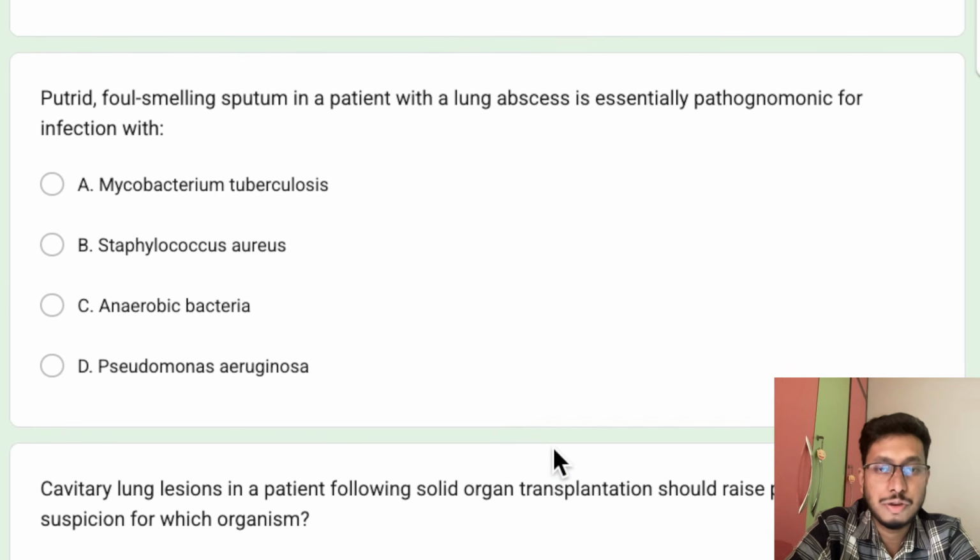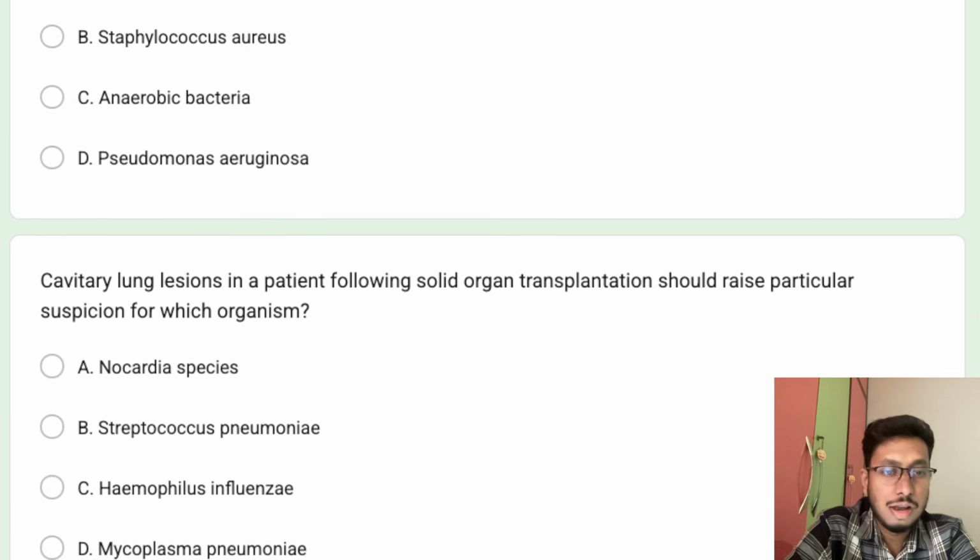Now coming to the next question. Putrid, foul-smelling sputum in a patient with lung abscess is essentially pathognomonic for infection with what? So most of the cases of lung abscess are nothing but anaerobic infection, and it is due to poor oral hygiene, dental cavities, dental caries. All of this content goes into the lung. This anaerobic infection leads to putrid and foul-smelling sputum. So the most common cause here is anaerobic bacteria itself. Okay. So let's go to the next question.